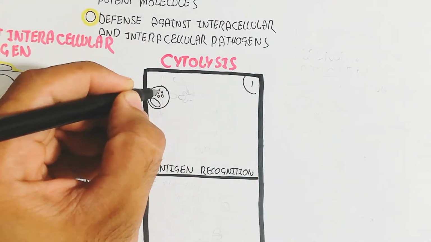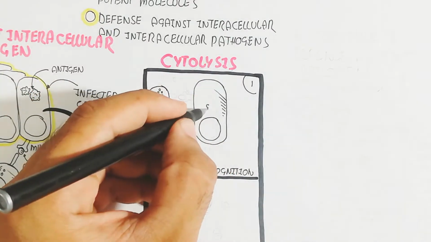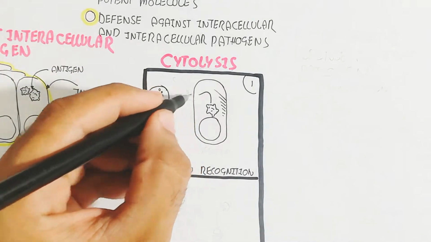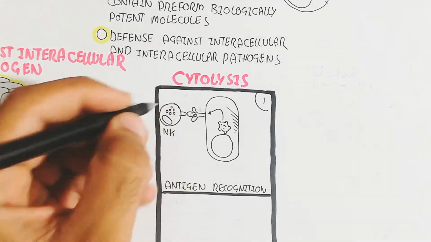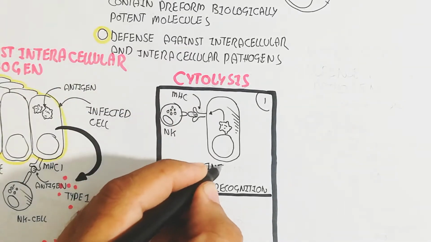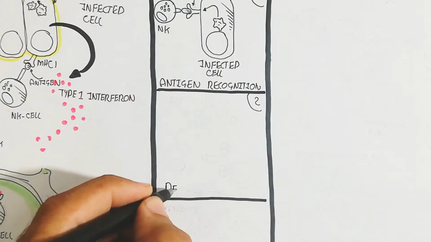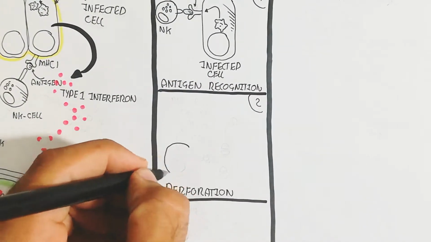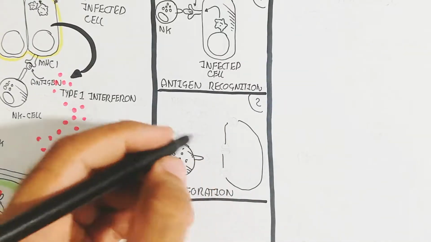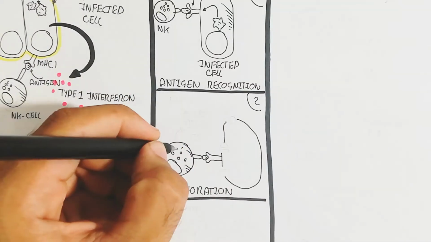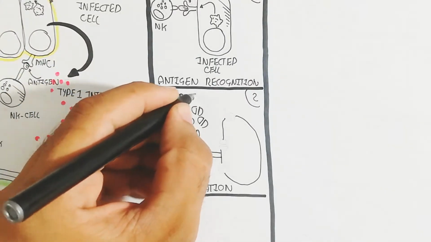After this, let's understand how cytolysis occurs. Number one, the natural killer cell recognizes the antigen through the MHC molecule on the infected cell. This is the infected cell, and antigen recognition occurs. After antigen recognition, the perforation step occurs, which means the release of perforin. This perforin is a channel-like protein that fits into the plasma membrane of the infected cell.